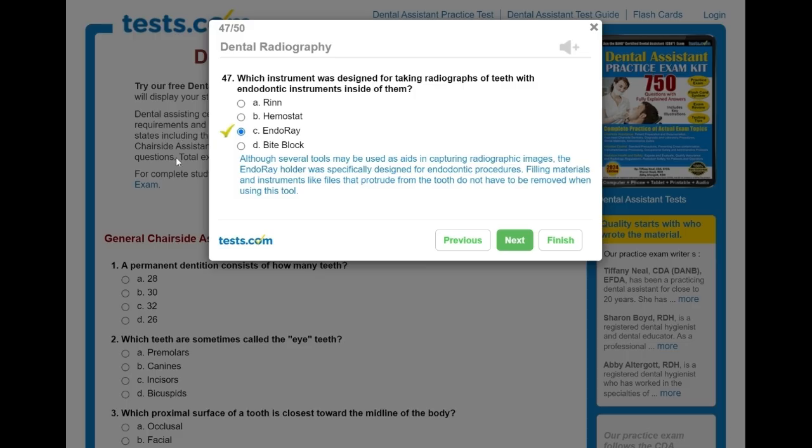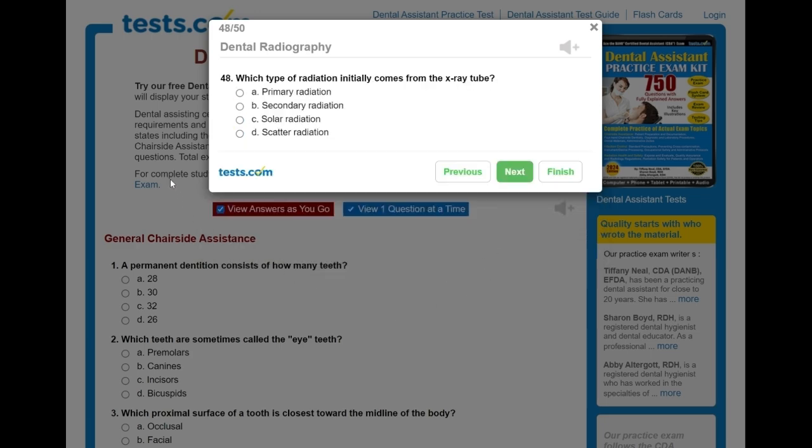C. Endoray. Although several tools may be used as aids in capturing radiographic images, the endoray holder was specifically designed for endodontic procedures. Filling materials and instruments like files that protrude from the tooth do not have to be removed when using this tool.